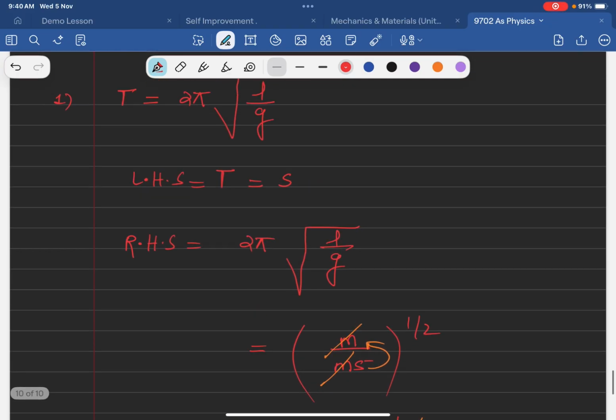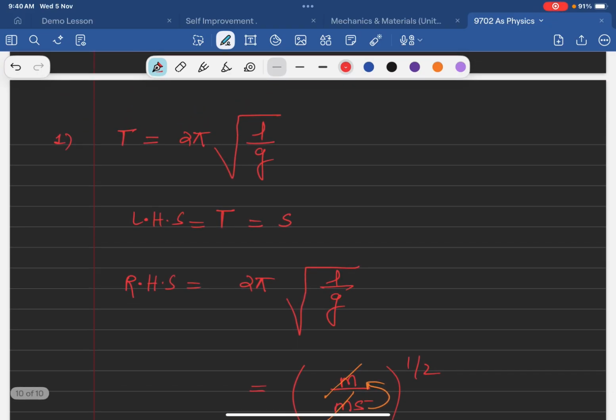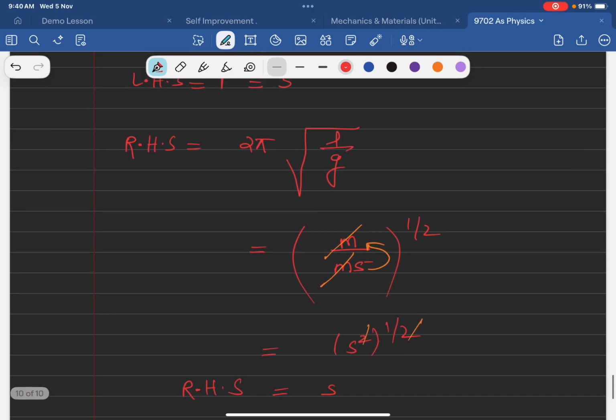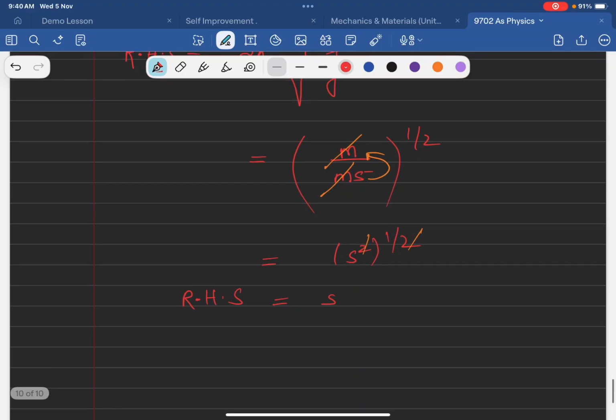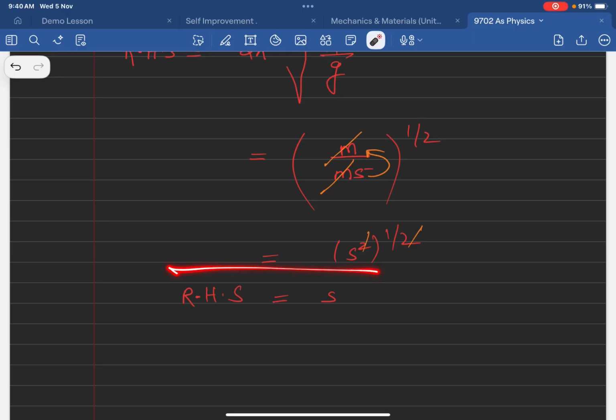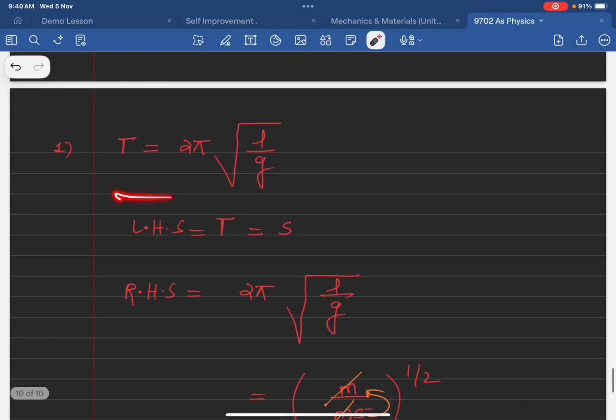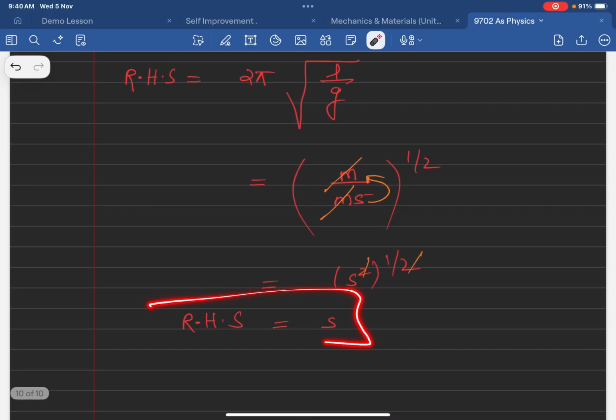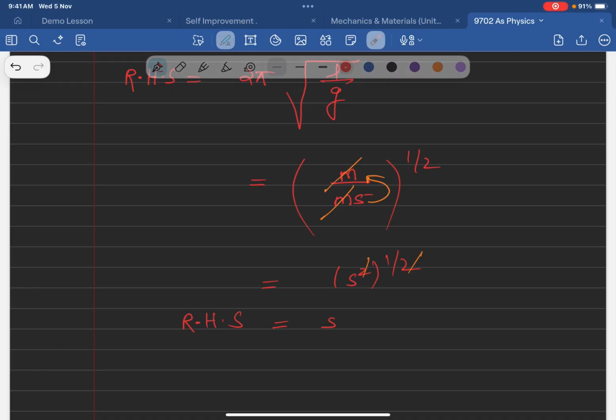So see, on left hand side we have the unit as second, s, and on the right hand side we have the unit as second, s. So it means that this equation is homogeneous, this equation is consistent, and in this way we will check the homogeneity of equation. Because this is one type of question, one type of equation.